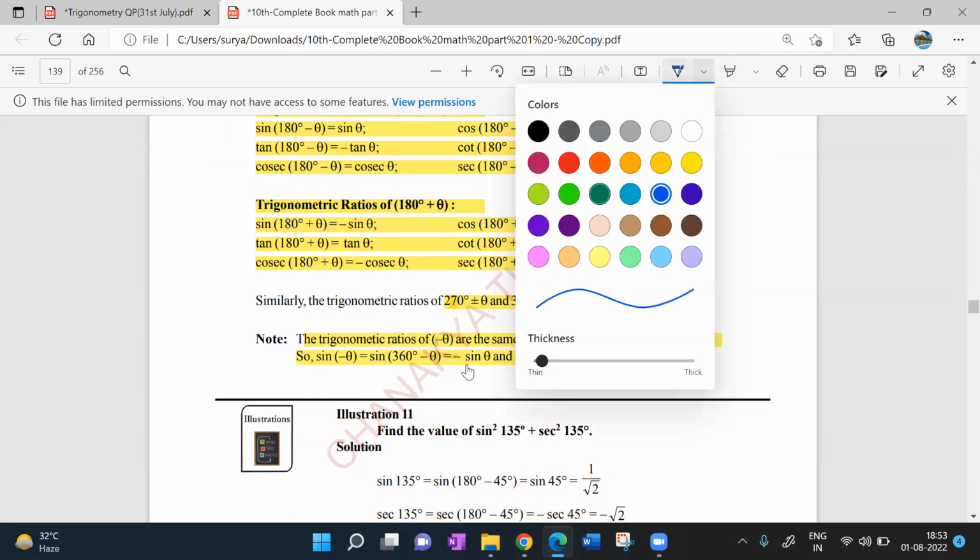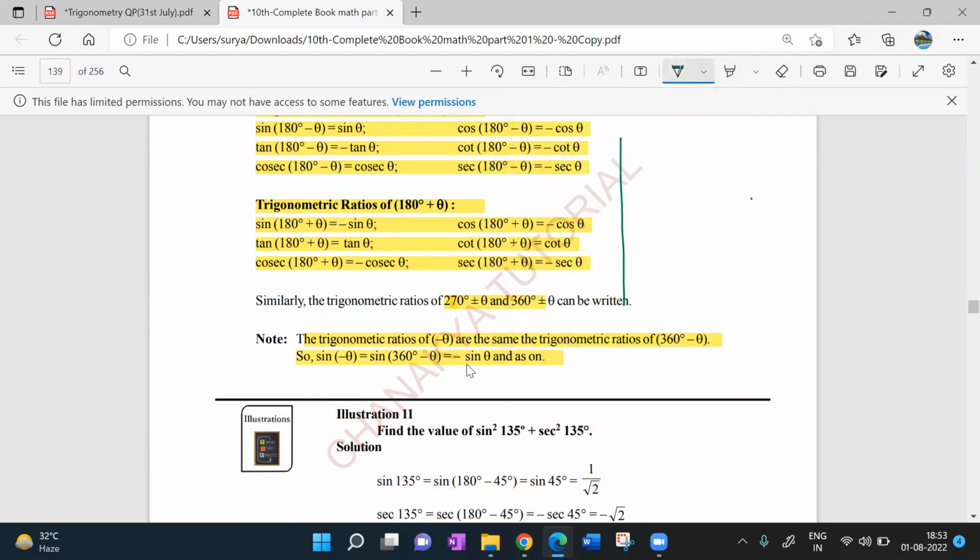Those who have understood the quadrant system, this is very simple. Sine of minus theta is always minus sine theta. Everyone take this as a note. He has not given it here, I'm giving it to you separately. And cosec of negative theta is always minus cosec theta. Why? Because both are reciprocal to each other. If sine is negative, cosec will of course be negative.